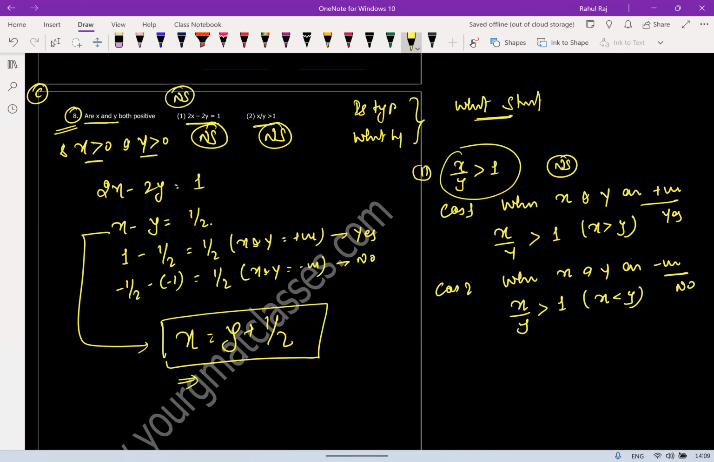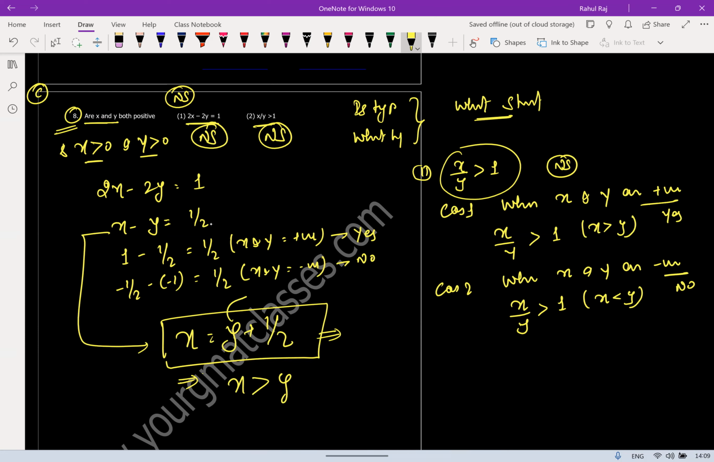X is greater than y. Absolutely. Can I 100% say x is greater than y? Because this statement says x is greater than y by half. So you put y is equal to 100, x will be 100 and a half. You put y is equal to minus 1, x will be minus a half.